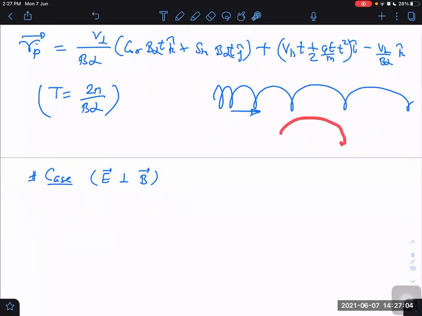Okay. Can it return through the same path? No, it cannot return through the same path, I think, because when the velocity along one side becomes 0, the other side still remains. The path cannot be the same. It will never come back to the same path. It will have a different spring while it returns back.